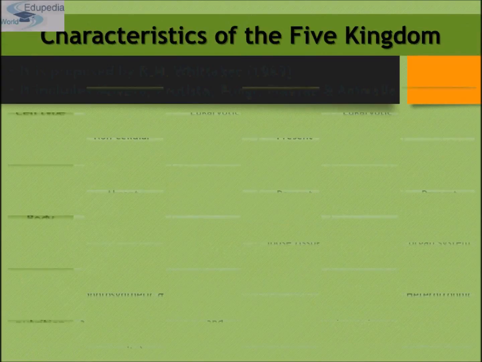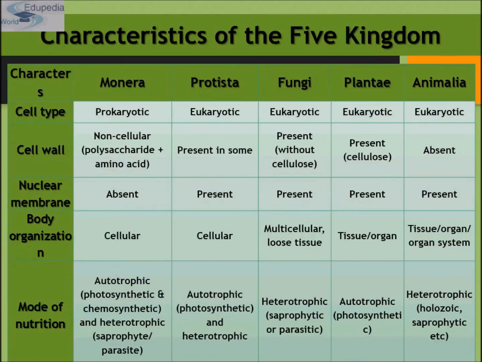Now we will study the characteristics of the 5 kingdom classification: monerans, protistan, fungi, plantae and animalia, by cell type, cell wall, nuclear membrane, body organization and mode of reproduction. So monerans are prokaryotes if we talk about their cell type, and protistans are eukaryotes. Fungi, plantae and animalia, they all are eukaryotes except moneran.